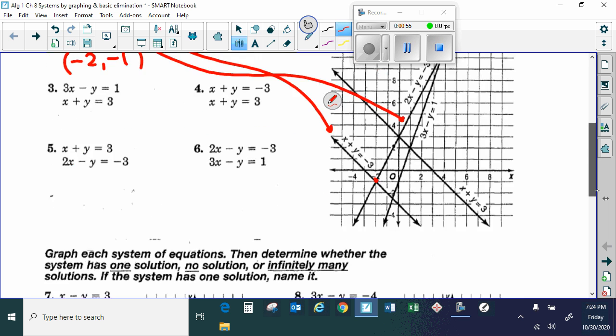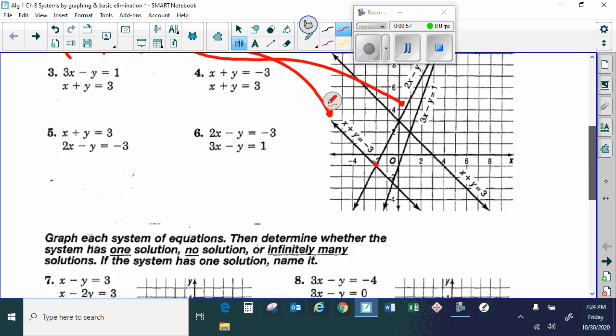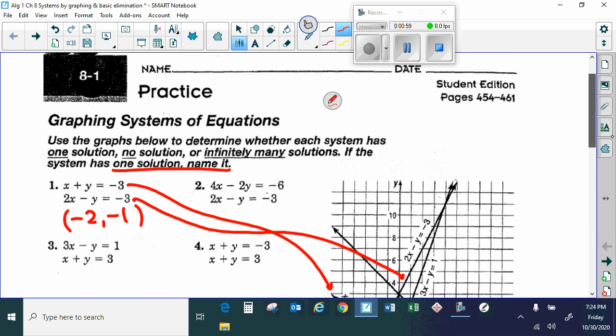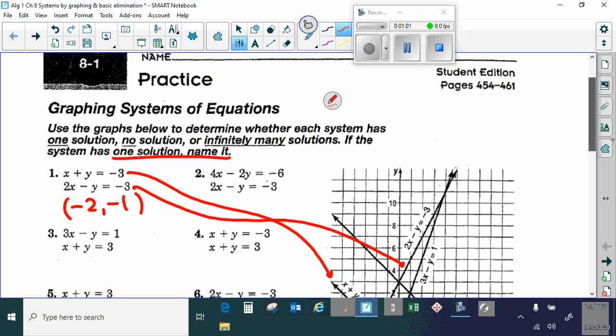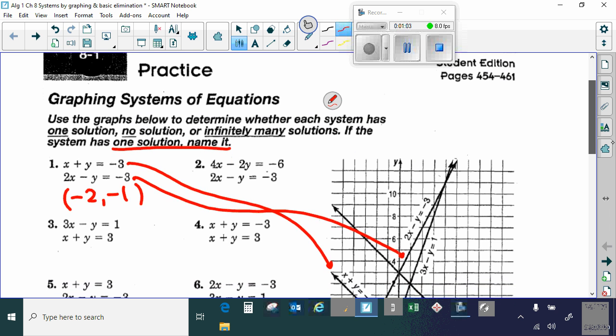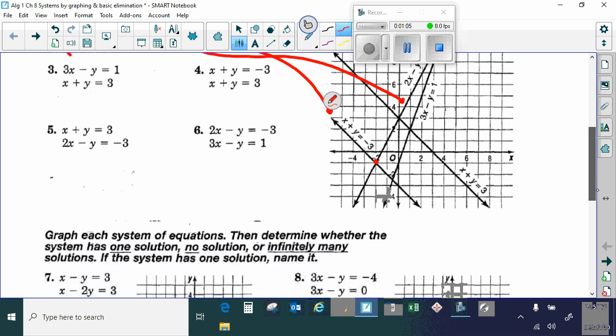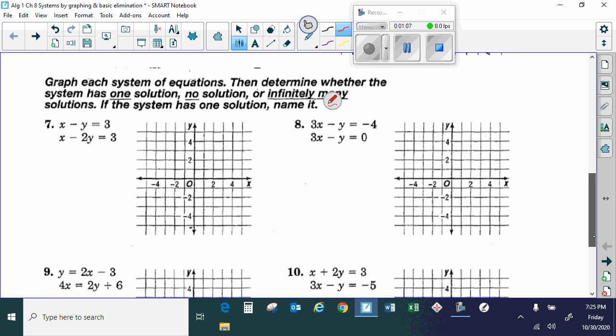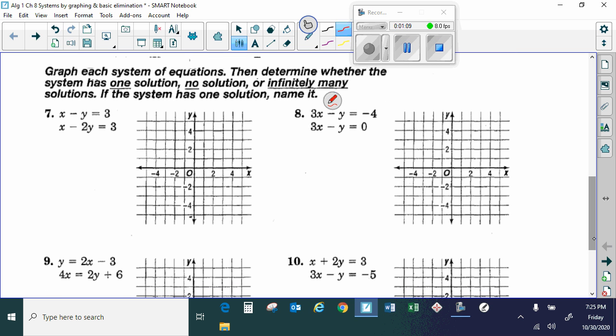Let's go ahead and move down. If there's no solutions, that means they're parallel and they do not intersect. And if there's infinitely many solutions, they're not only parallel, but they're the exact same line. One is just a multiple of the other, for example. All right. Now, instead of giving the line to you as it did up above, you actually have to graph it yourself and then do the same thing.